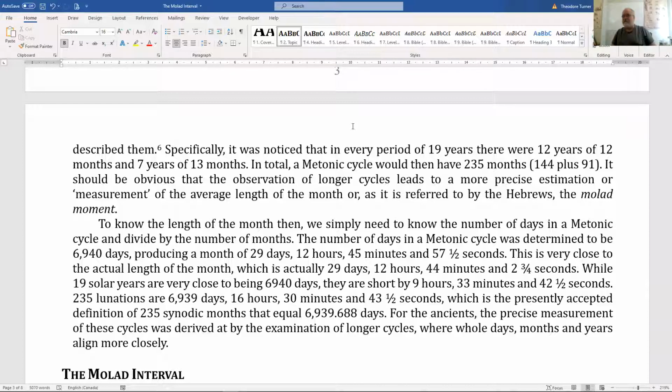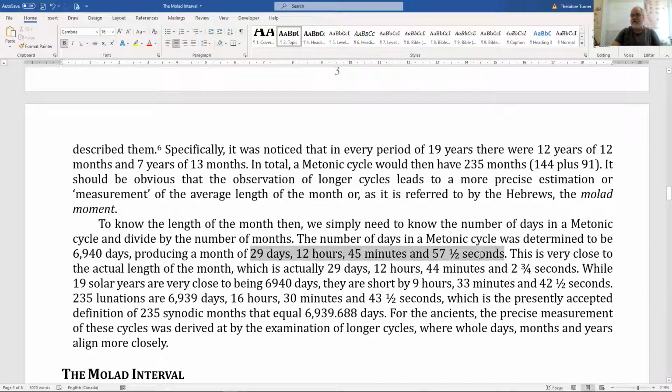To know the length of the month, then, we simply need to know the number of days in a Metonic cycle and divide by the number of months. The number of days in a Metonic cycle was determined to be 6,940 days, producing a month of 29 days, 12 hours, 45 minutes, and 57 and a half seconds. So if you just take the number of days and divide it by the number of months, and figure it out in hours, minutes, and seconds, that's how long the month would be.